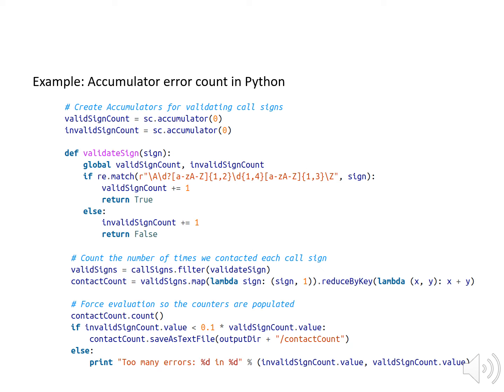Here is an example using two accumulators, valid sum count and invalid sum count, to keep track of the total number of lines with valid and invalid sums. And this is incremented in the valid sum function, which is called in the filter transformation. And we can see that using the accumulator is very flexible and actually very simple to keep track of the numbers we want to count.